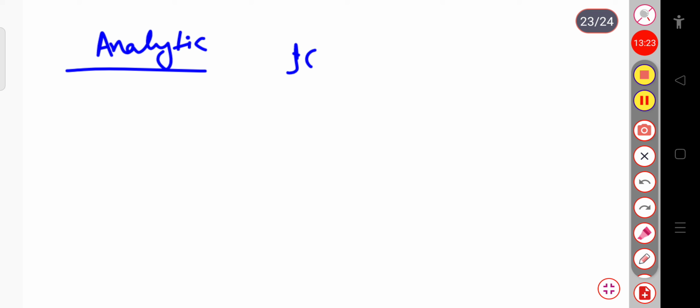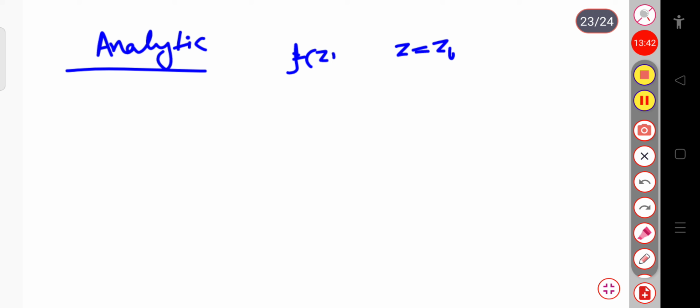A function is called an analytic function if it is defined at the point. Let me write: if the function is f of z, the function is called analytic at some point z equal to z naught if it is single valued and it has the derivative at every point in some neighborhood of z naught. Then we can say that this function is analytic at the point z equal to z naught.